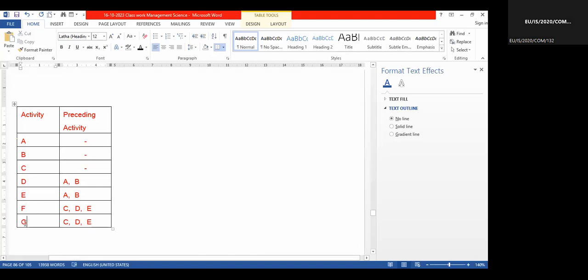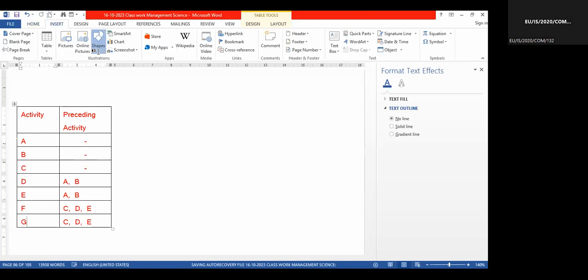For G, same: C, D, and E. So now you can understand these two columns carefully. It's very important. What are the activities? 1, 2, 3, 4, 5, 6, 7 activities are there. A, B, C have no preceding activities. That means we can start like this.